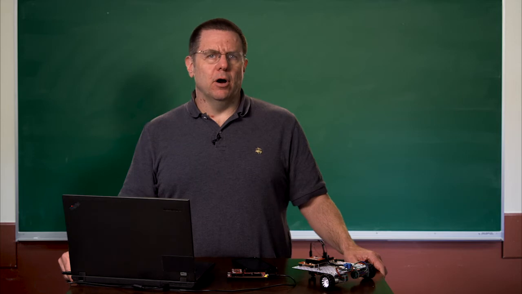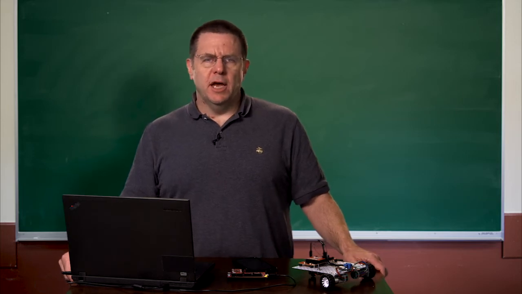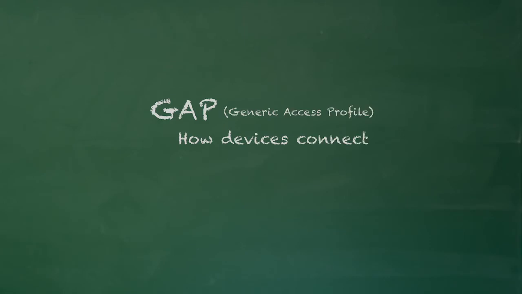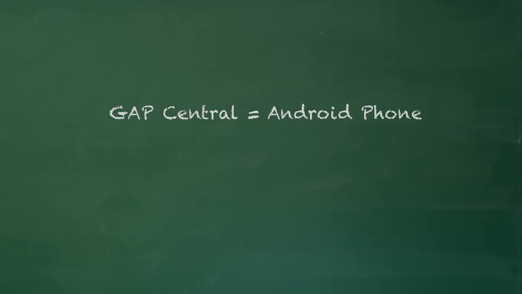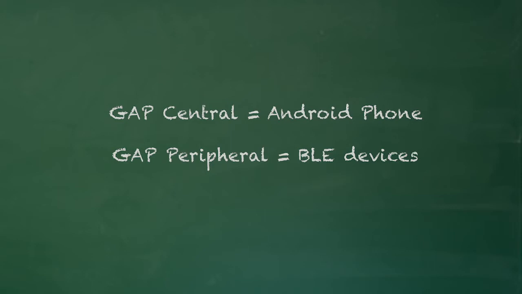GATT and GAP are the two most important concepts in understanding this whole system. You can think of GAP as the way two devices get connected together. The Android will serve as the GAP central, and the BLE device will serve as the GAP peripheral. The GAP central will talk to the GAP peripheral. The GAP peripheral will advertise that it's around, and the GAP central will hear that it's around and make the connection. I'll show you how to do that in a future video.